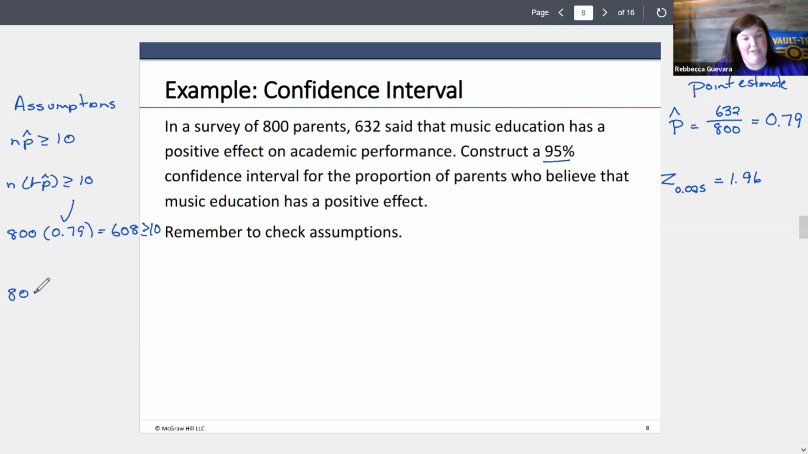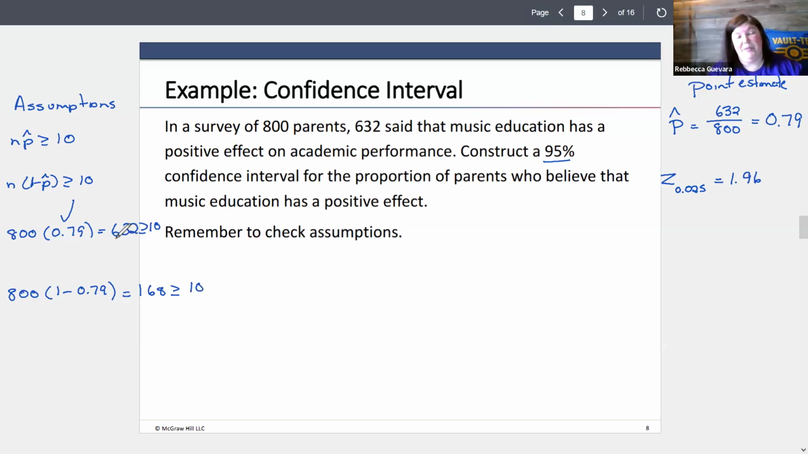The other part is we need to take 800 and multiply it by 1 minus 0.79. I thought that number didn't seem right. I put in a typo. I accidentally put in 0.76. I was wondering what went wrong there. So if I do 800 times 1 minus 0.79, that's going to leave me with 168. That's greater than 10.